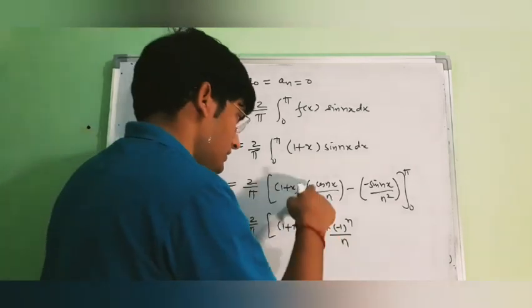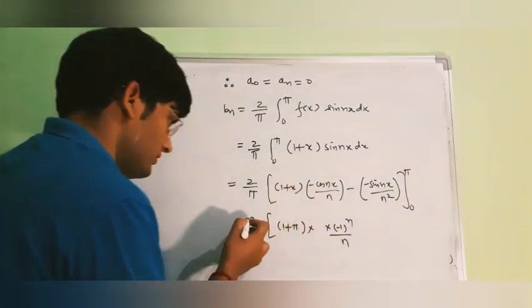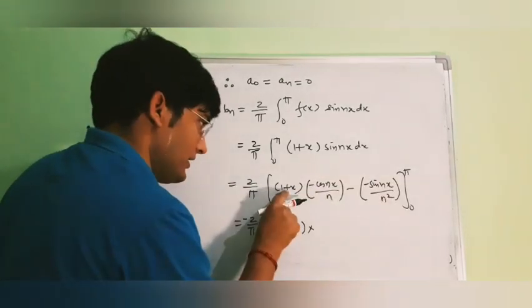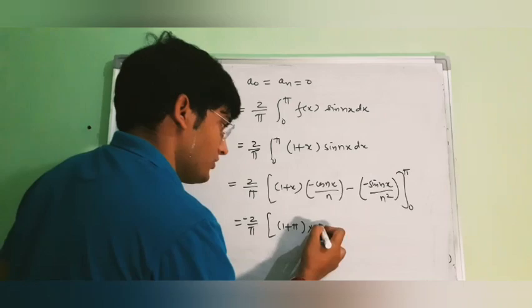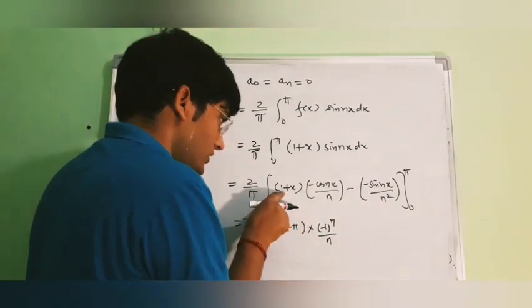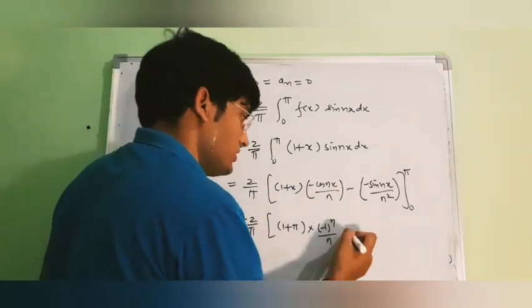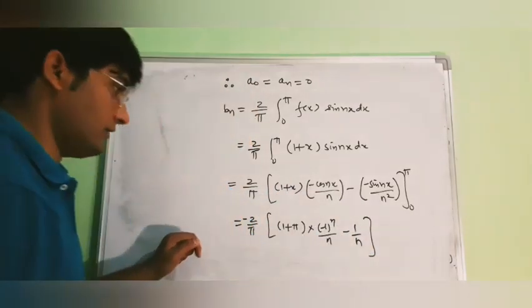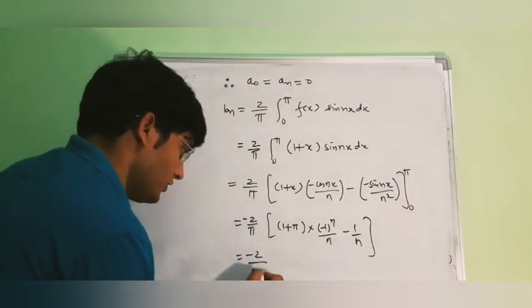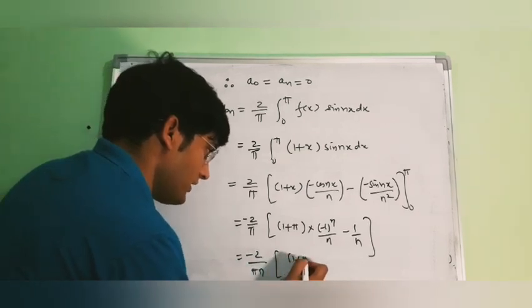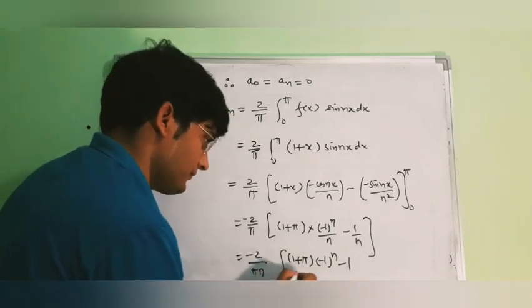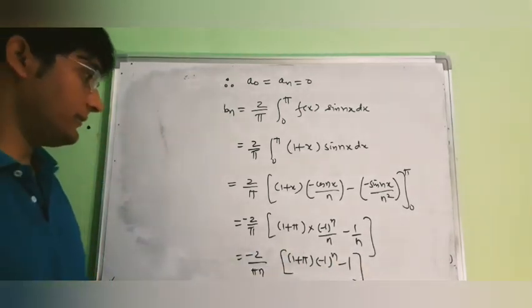Now for the lower limit, now let us take this minus sign common. So this will be your minus 2 upon pi. Now if x is pi, then this will be 1 plus pi into cos n pi. Cos n pi is minus 1 to power n. Now for the lower limit, we have x equal to 0. So if x is 0, then this will be your cos 0. Cos 0 is 1. So this will be minus 1 upon n. Now we can also take n common. So this will be minus 2 upon pi n. Now in the bracket, we will have 1 plus pi minus 1 to power n minus 1. So this is the bn.